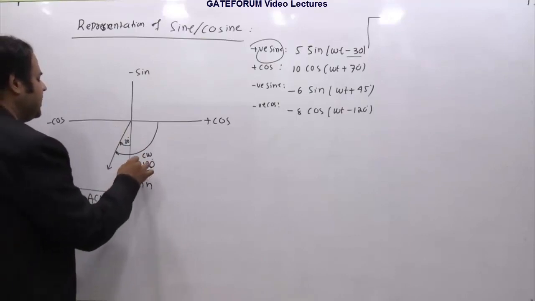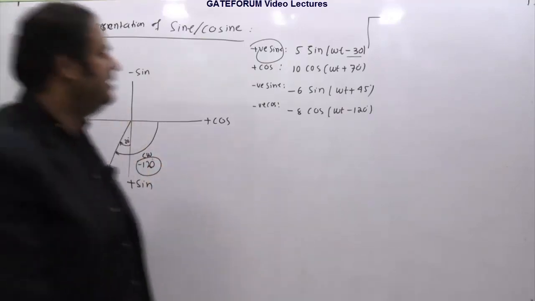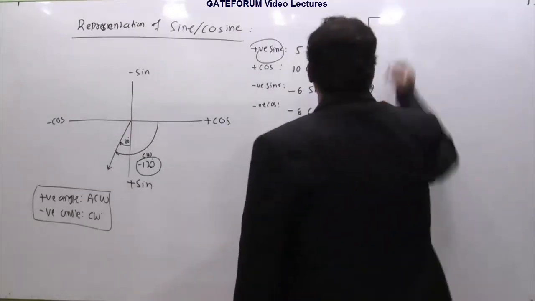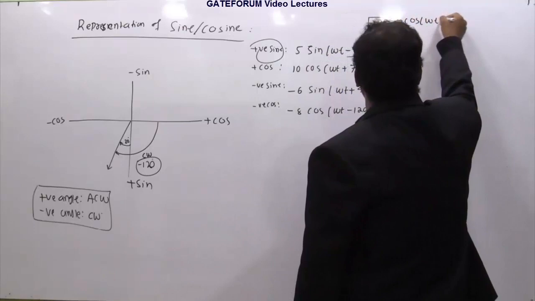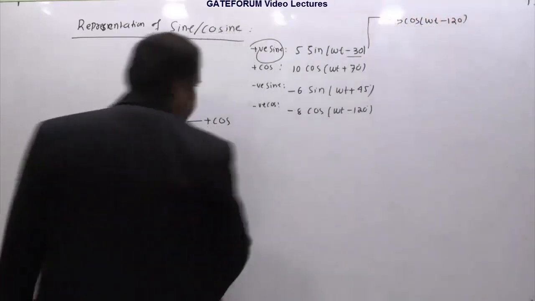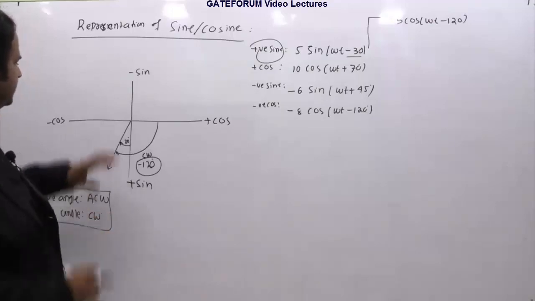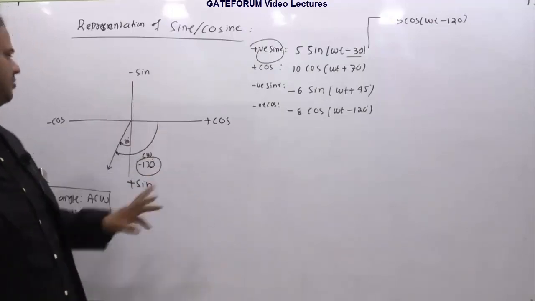120 degrees, what sign should you take, negative or positive? Negative. Why? Because you are moving clockwise. So if you want to write this in terms of cos, this will be 5 cos(omega t minus 120). The magnitude will not change; the magnitude will be the same 5 only. You can also cross-check whether this is true or not.